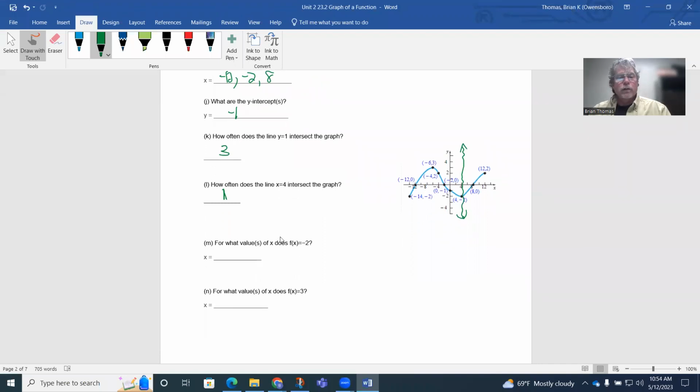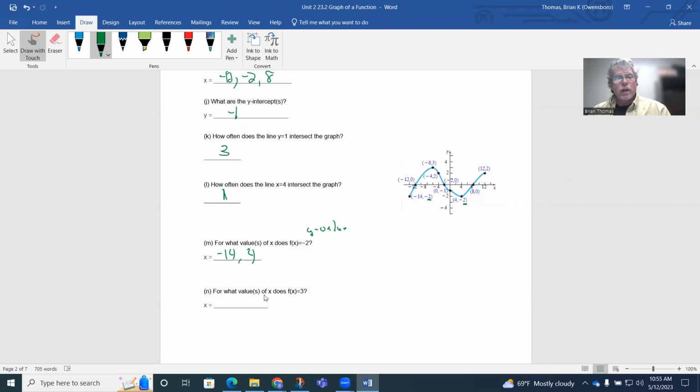So what values of x does f of x equal negative 2? Again, notice how this is the y value. The y value is negative 2. We're looking for the x values to go with that. Where the y value is negative 2, I'm seeing 2 spots here. The y value is negative 2 here, and the y value is negative 2 there. So there are 2 x values to go with that. We would say negative 14 and positive 4.